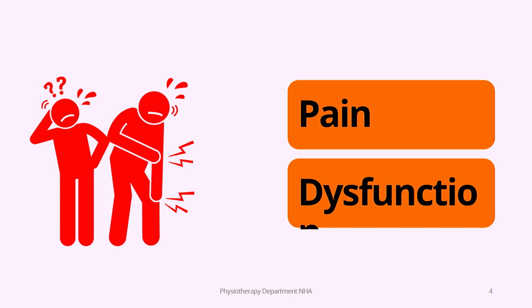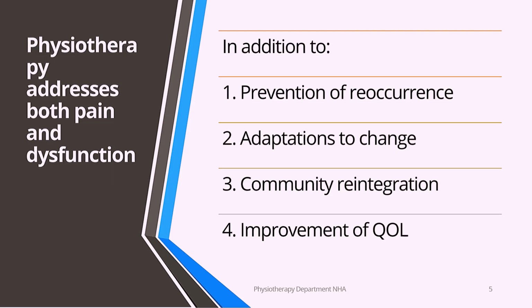Now, physiotherapy addresses both pain and dysfunction. That is the thing we do. We address both pain and dysfunction. We address patients who are in pain and patients who have various degrees of dysfunction, in addition to prevention of reoccurrence. One of the things we do is that we don't want patients to come up with pain. We don't want them to come up with dysfunction. So if they do, as much as possible, we don't want it to reoccur, because the more it reoccurs, the more it would have an impact on that patient.